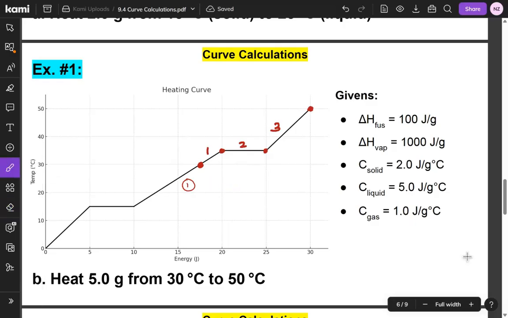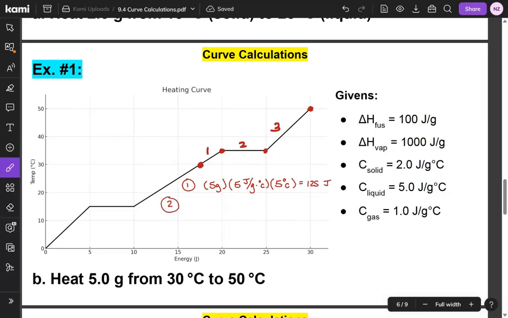So the mass that we were given in the question is 5 grams. We are in the liquid phase, so we want to use our C of liquid, which is 5 joules over grams times degrees Celsius. And then our change in temperature: we're going from 30 to 35, final minus initial. That's going to give you 5 degrees Celsius. And when I plug this into my calculator, I get 125 joules.